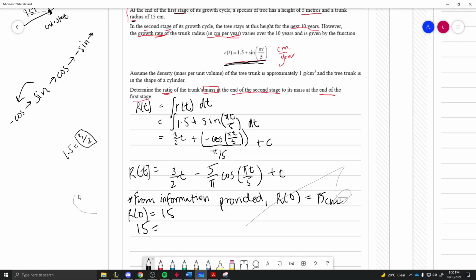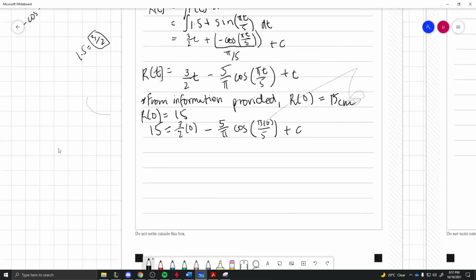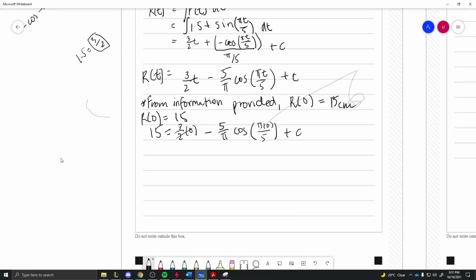So it means 15 is going to be equal to this function, with t equal to 0. So 3 over 2, 0, minus 5 over pi, cos pi 0 over 5. Remember that 0 is going to cancel everything in here and make it equal to 0, plus c. So now you know that this is going to cancel, and everything in here is going to cancel because 0 is involved. So 15 equals 0, so I'll just ignore that, negative 5 over pi, cos of 0 plus c.